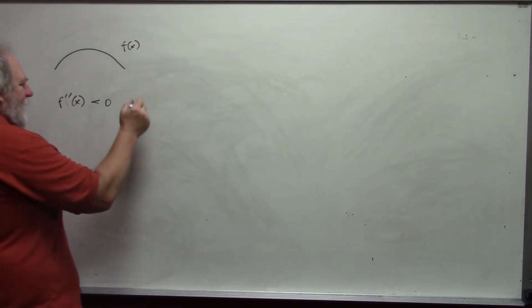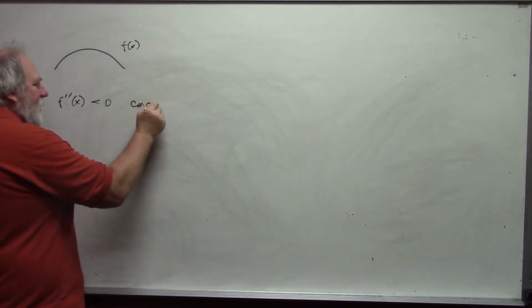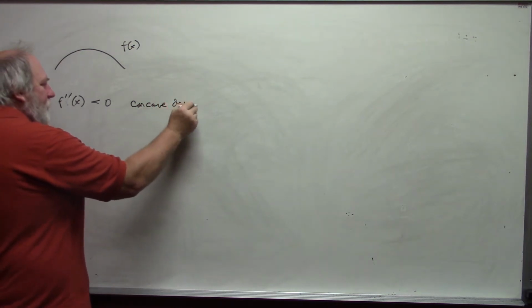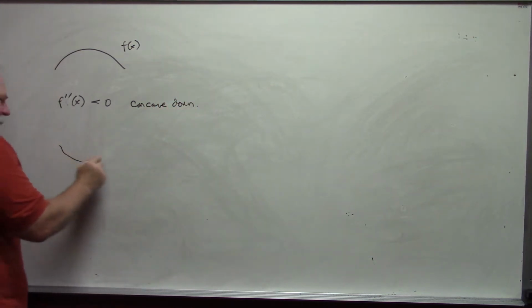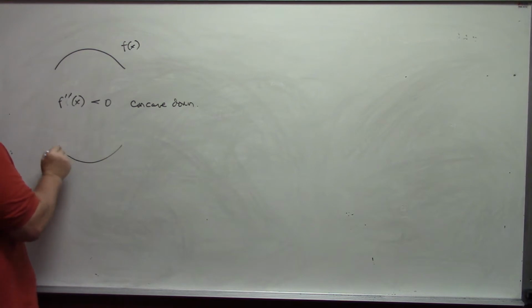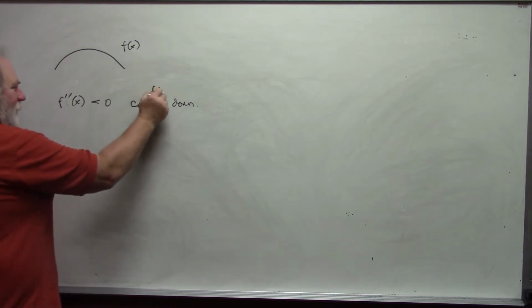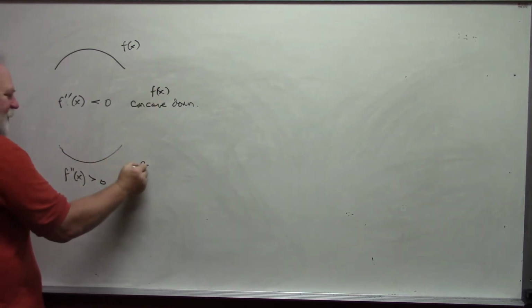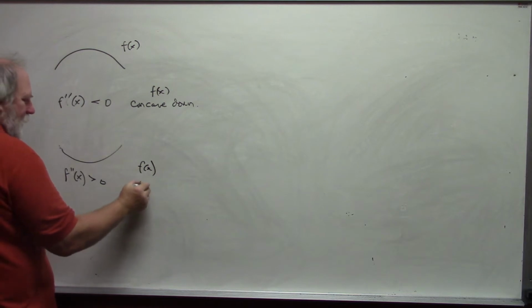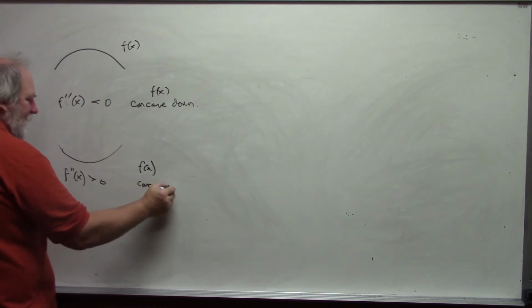And we would say that this is concave down. If my original function looks like this on an interval, f double prime of x is greater than 0, and so this original function, f of x, is, we say, concave up.